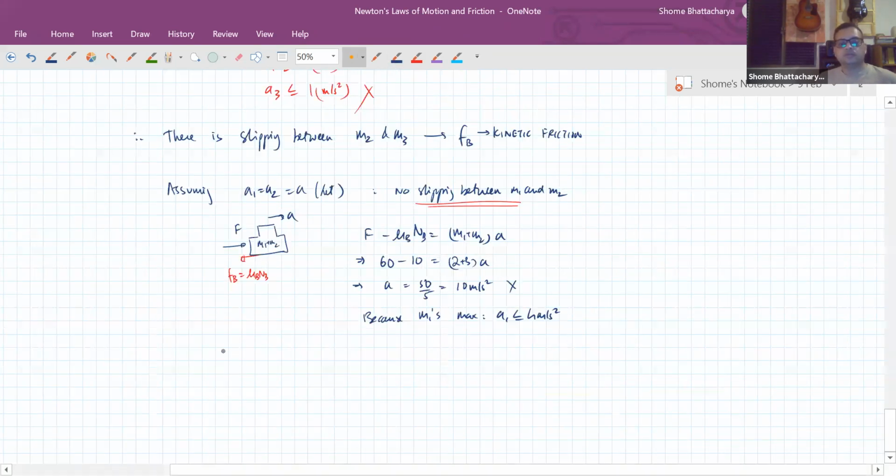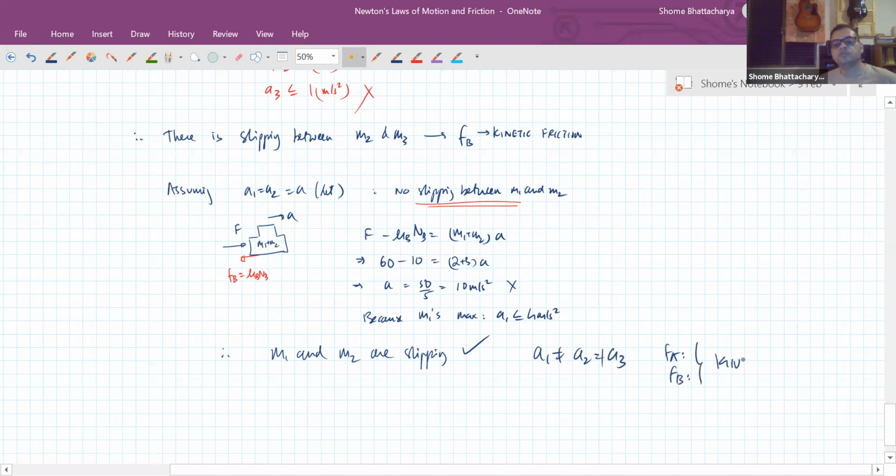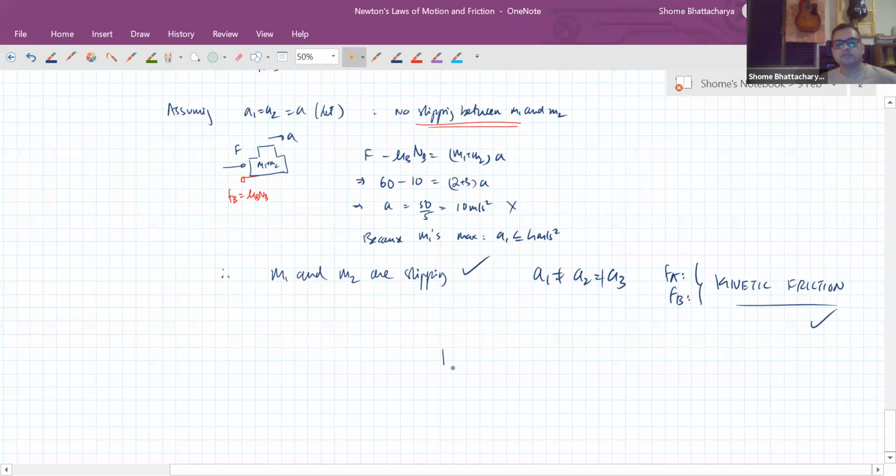So now there is slipping between M1 and M2 also. So A1 is not equal to A2 is not equal to A3. And FA and FB are both kinetic frictions. So this is what we realize finally here. So on M1 there will be kinetic friction, giving it an acceleration A1, and that A1 will be this, which we already know is 4 meters per second square.